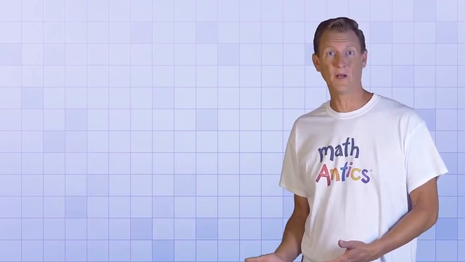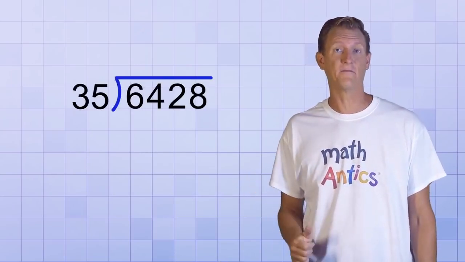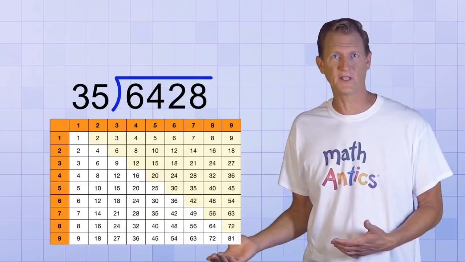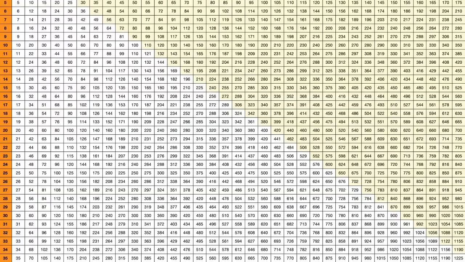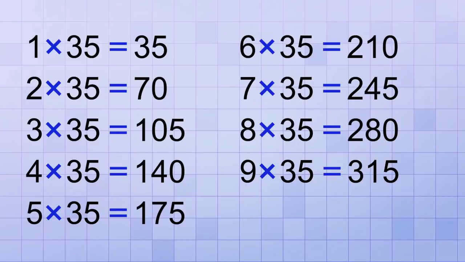But what if we were given a much tougher division problem, like this one? 6,428 divided by 35. I don't know about you, but I don't have my multiplication table memorized all the way out to the 35s. So what will we do? Should we calculate all the multiples of 35 that we might need ahead of time?